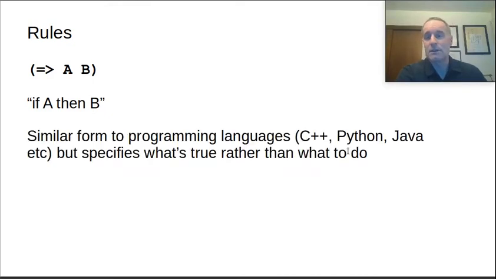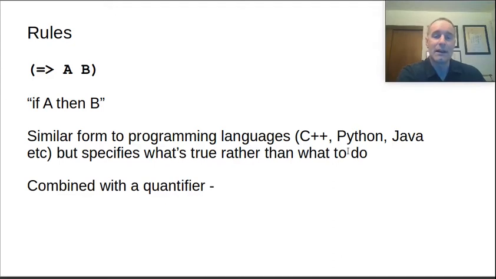At least in appearance, this is very similar to what we'd have in a traditional programming language like C++ or Python or Java: if some condition holds, then the following. The difference is that in a programming language, you're saying if something is true, then perform a series of steps, do something. Whereas in logic, you're saying if something is true, then something else is true. You're not saying to do something, you're asserting another truth about the world. If one thing is true, then another thing is true.